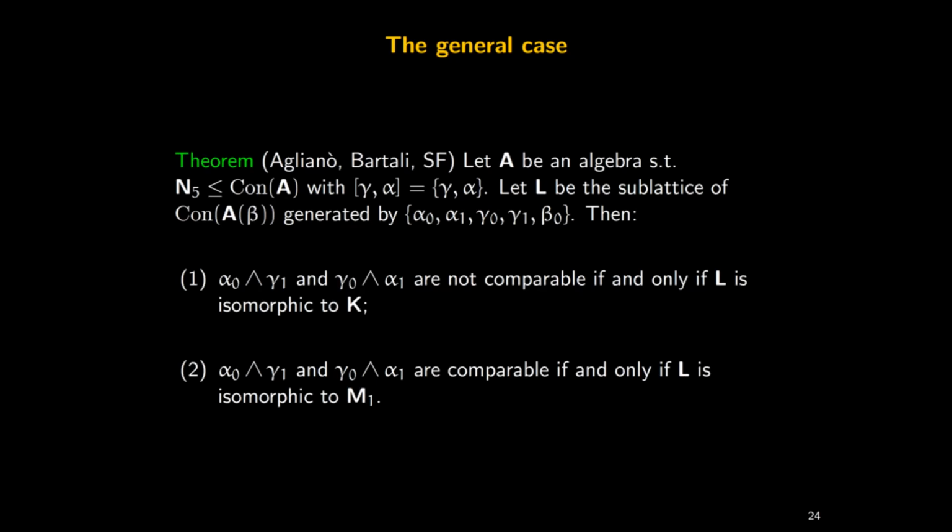So in this case, when you say that the N5 in Con A has the interval gamma alpha composed of only two congruences, then you have this dichotomy that we have seen before. The sublattice L of the congruence lattice of A of beta generated by alpha 0, alpha 1, gamma 0, gamma 1, and beta 0, the congruences that we studied before, is either K when alpha 0 meet gamma 1 and gamma 0 meet alpha 1 are not comparable, or M1 when they are. And so that's the characterization.